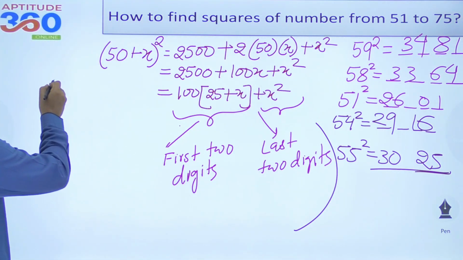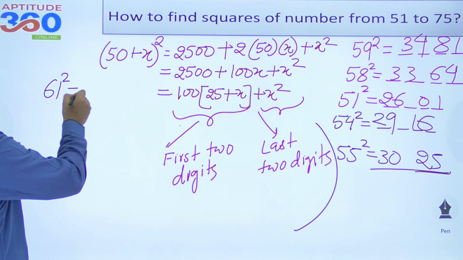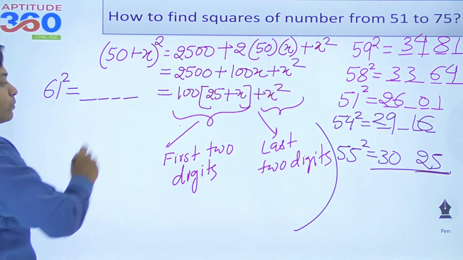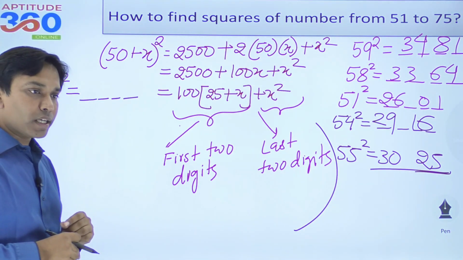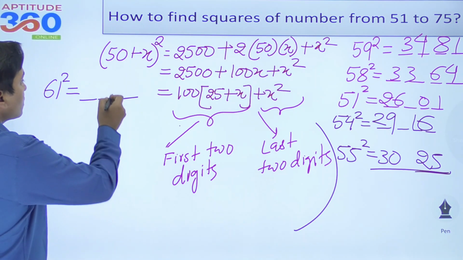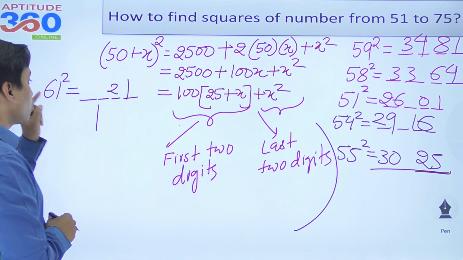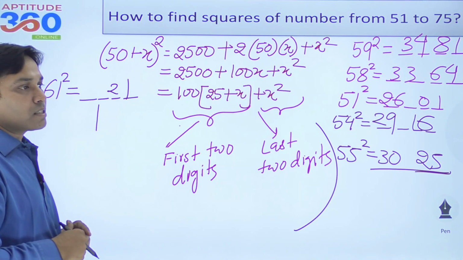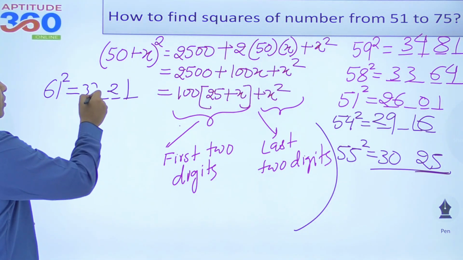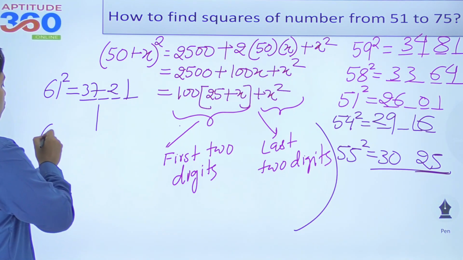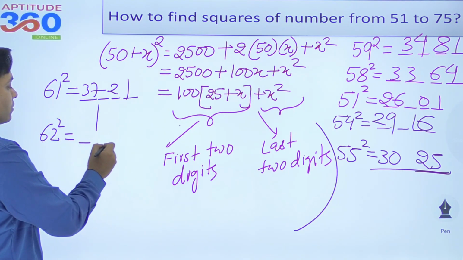One more I will do and then we will move ahead. So 61 square, which is a 4-digit number. 11 square is 121. So I'll say this is 21 and this is 1. Is that okay? 25 plus 11 is 36, plus 1, 37. Let me do one more so that you get it done.